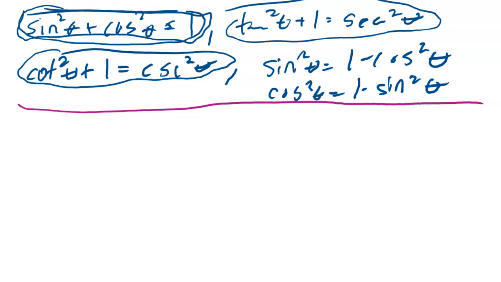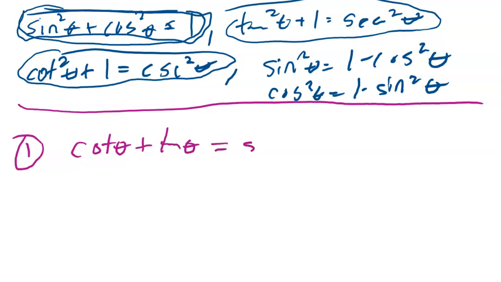I almost want to prove it to you, but I'm going to start with number 1. I got cotangent theta plus tangent theta is equal to secant squared theta over tangent theta. Our goal is to get the left-hand side equal to the right-hand side, or the right-hand side equal to the left-hand side. You just have to pick a side, and I'm going to pick the left-hand side.